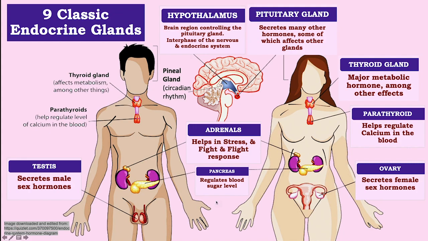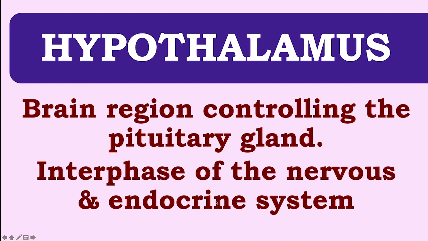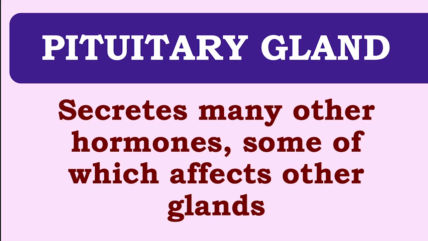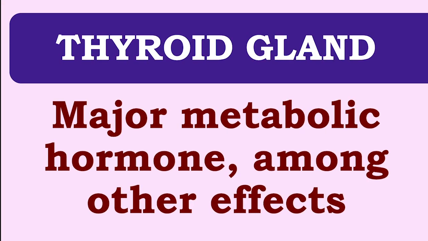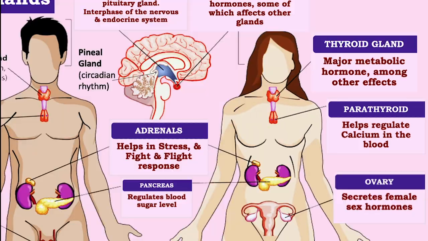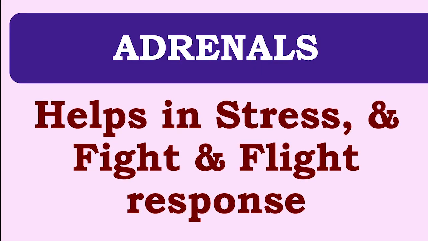It's the brain region controlling the pituitary gland. So it is considered the interface of the nervous and endocrine system. Then we have the pituitary gland, which secretes many other hormones, some of which affect other glands. Okay? So then we have the thyroid gland, which produces the major metabolic hormones, which are thyroxine and triiodothyronine. Okay? So then we'll have the parathyroid, which helps regulate calcium in the blood. Then we have the adrenals, which help in addressing stress and the fight and flight response.